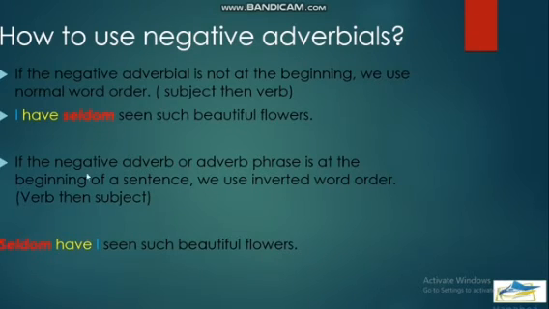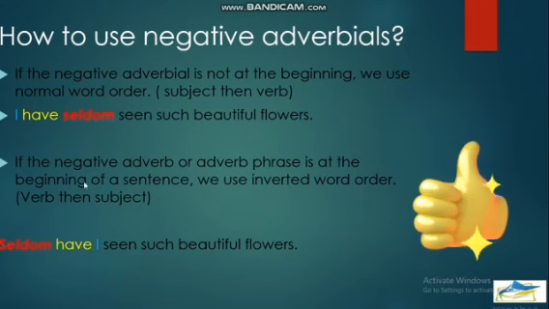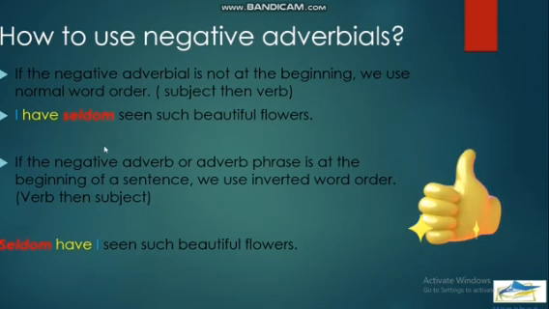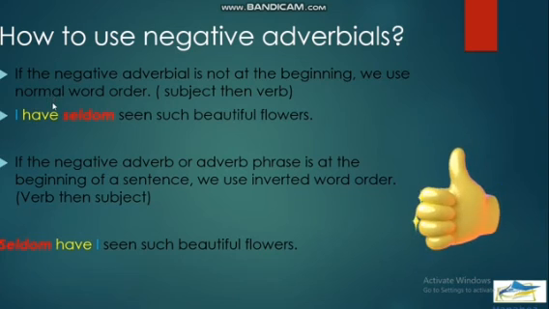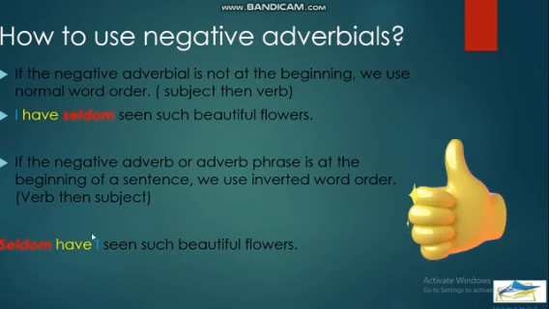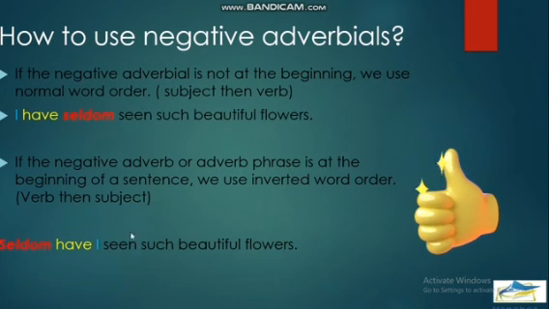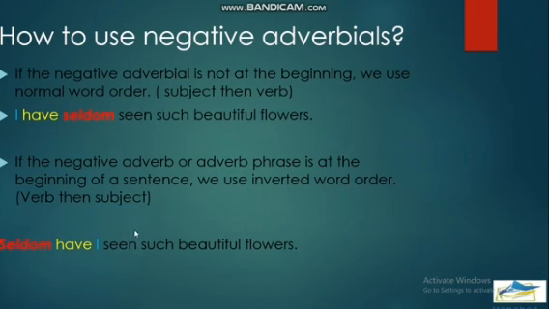If you notice, the verbs are in yellow, the subjects are in blue, and the negative adverbials are in red, so it will make it easier for you to understand it. If you didn't start with the negative adverbials, start with the subject, then verb. If you have started with the negative adverbial, we have to start with the verb first and then the subject.